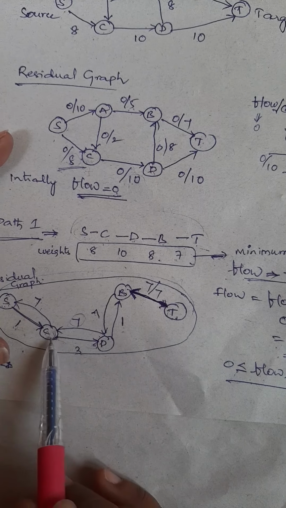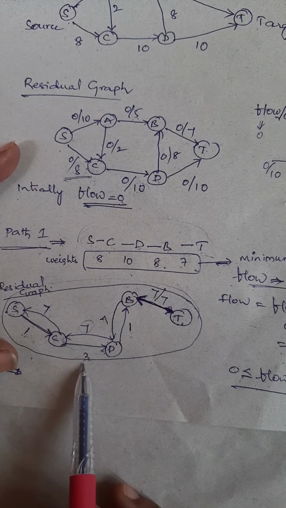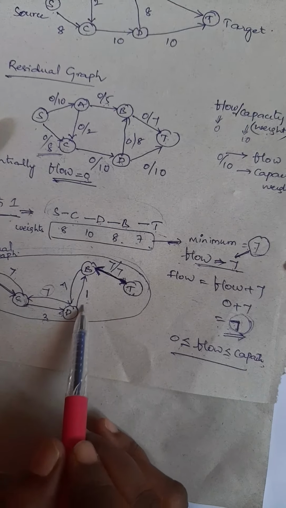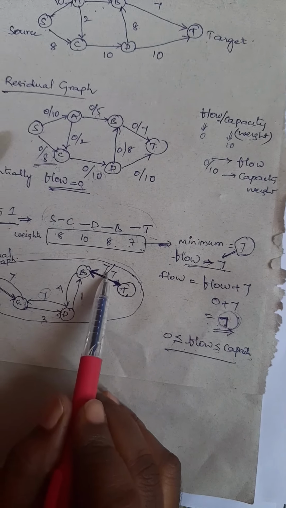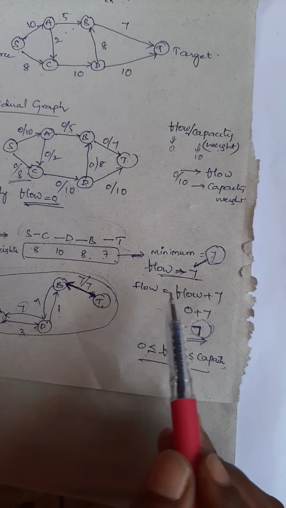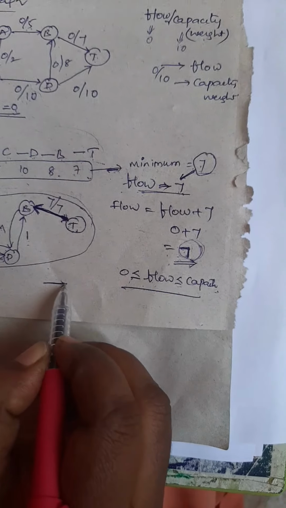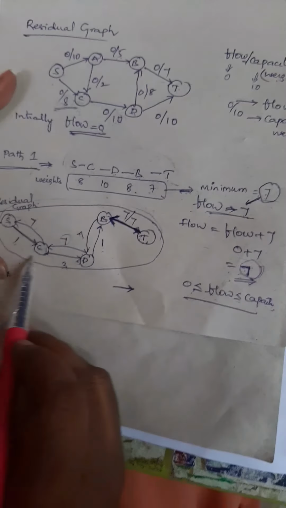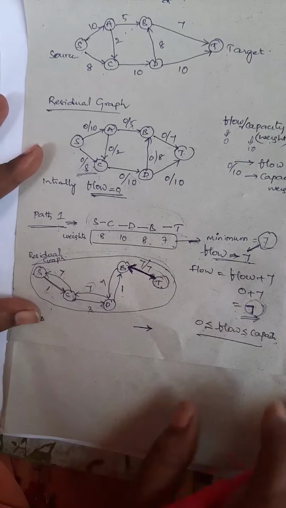According to this, C to D value is 10. So D to C is 7, and C to D is 3. D to B is 8, so B to D is 7, and D to B is again 1. B to T has a weight of 7, and the flow value is also 7. Whenever the weight is equal to that path's flow value, the forward direction is constructed into the backward direction. This is the residual graph for this path only, S, C, D, B, T.